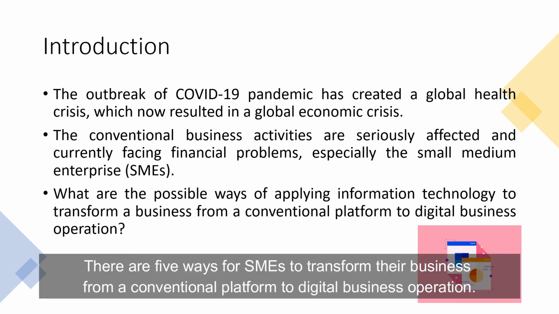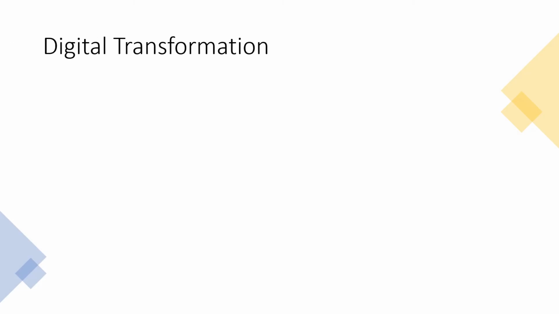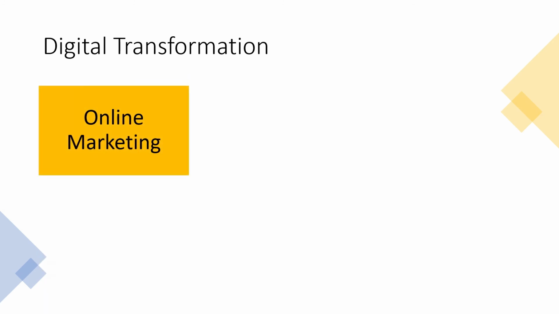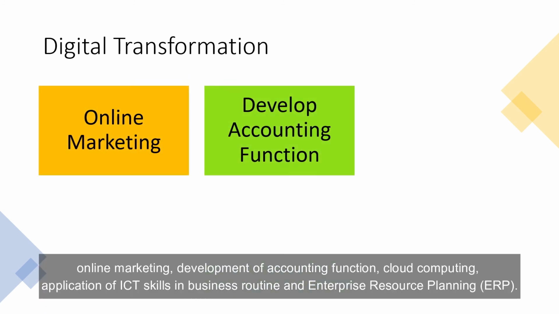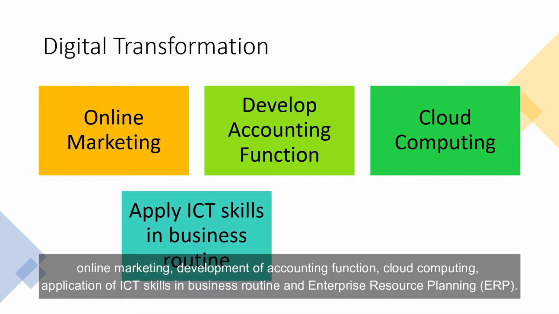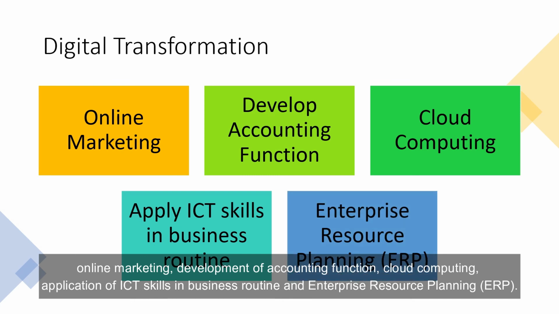There are 5 ways for SMEs to transform their business from a conventional platform to digital business operation. The 5 ways of digital transformation of SMEs are online marketing, development of accounting function, cloud computing, application of ICT skills in business routine, and enterprise resource planning.